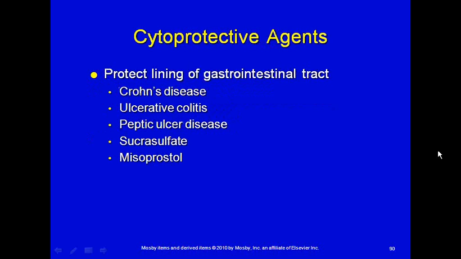Cytoprotective agents, these are agents that protect the lining of the GI tract. When somebody has diseases like Crohn's disease or ulcerative colitis, peptic ulcer disease, these drugs help protect the lining of the stomach and the lining of the intestines, and they include sucrosulfate and misoprostol.